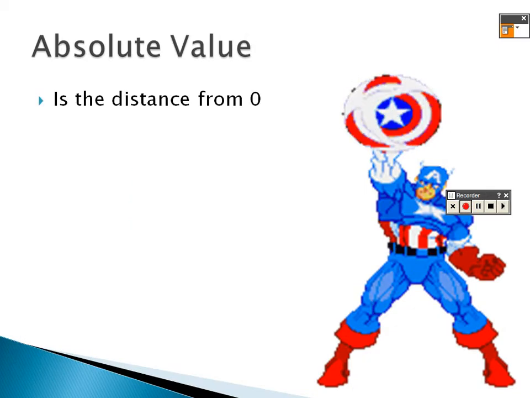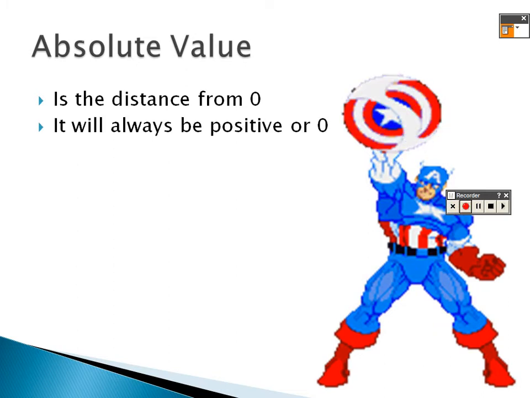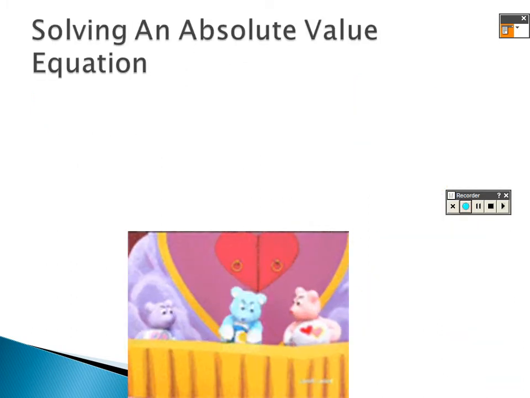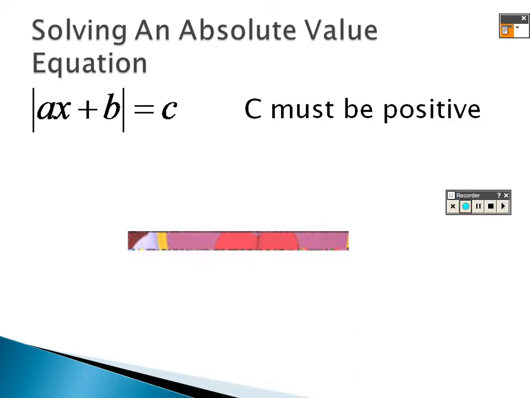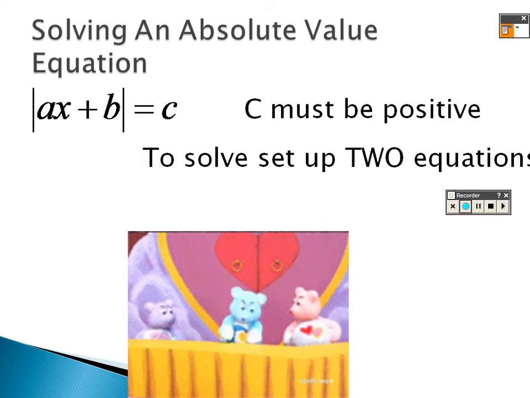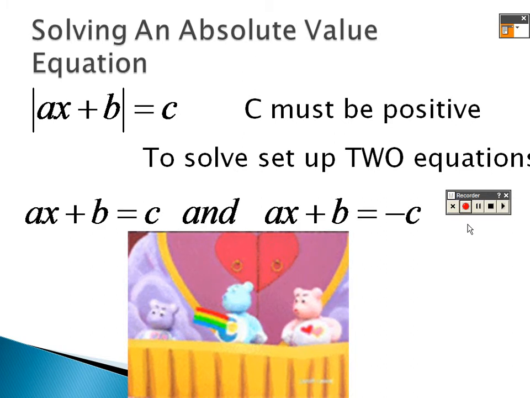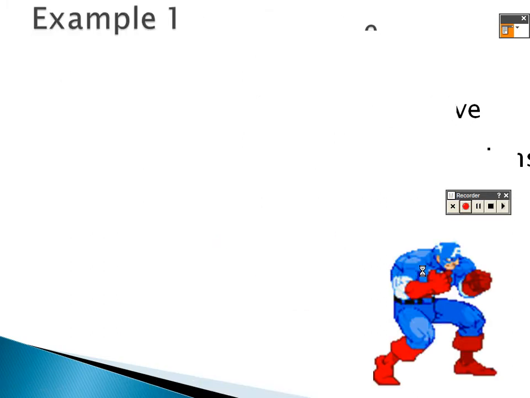Absolute value is the distance from 0, and it will always be positive, or at least 0. So absolute value of x is basically what it looks like. Solving an absolute value equation, you need to set up if it's positive, so it's just basically putting in two equations. You set up what it looks like, and you set up if it had a negative final answer.